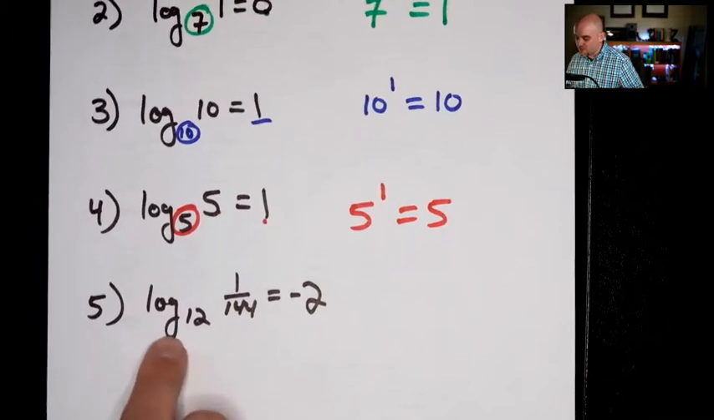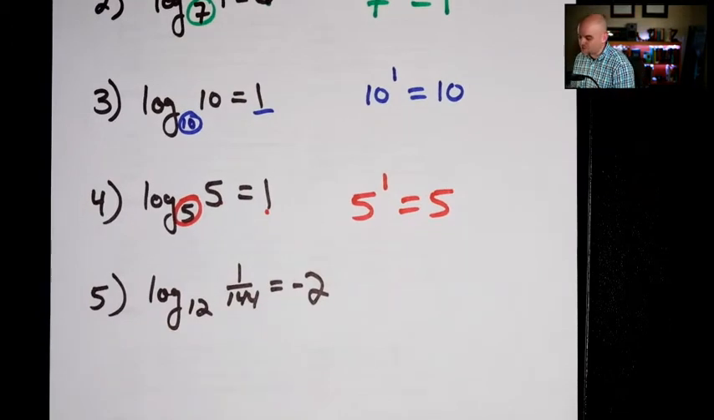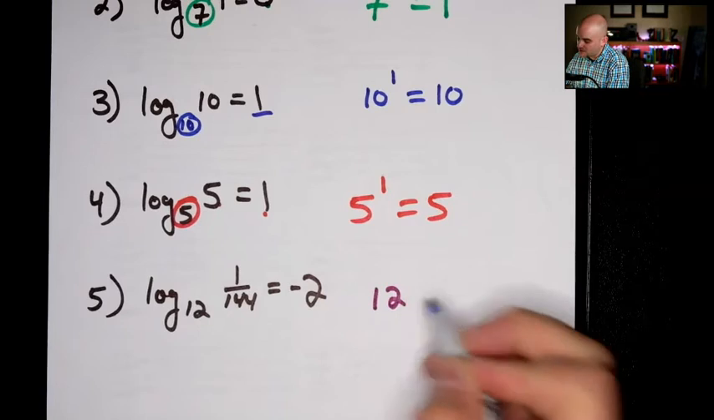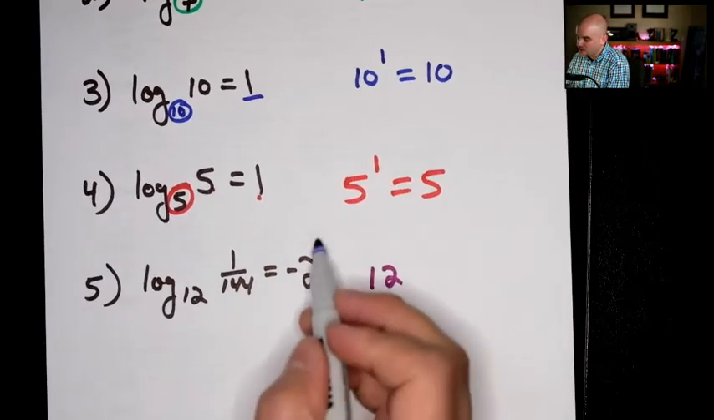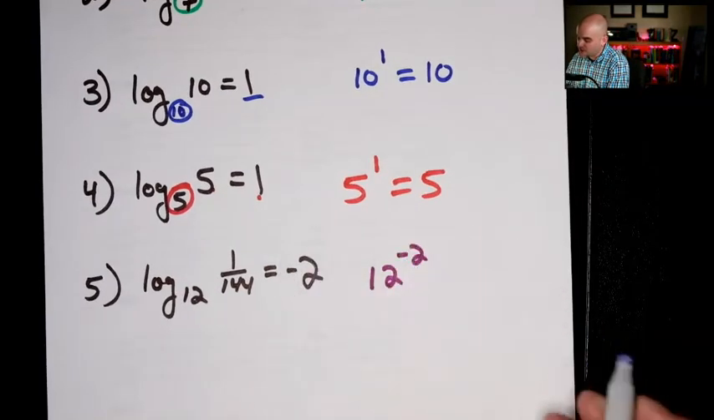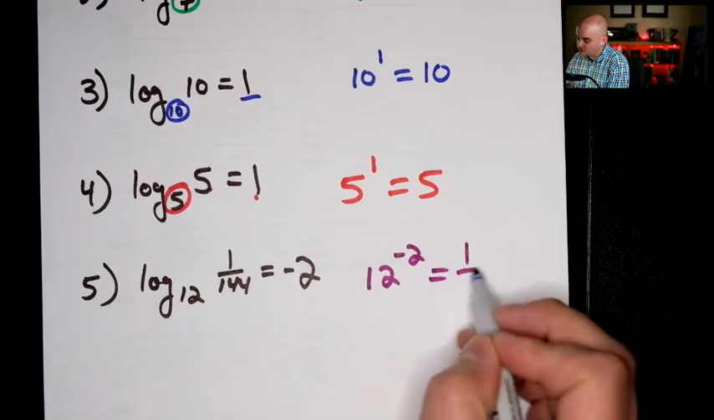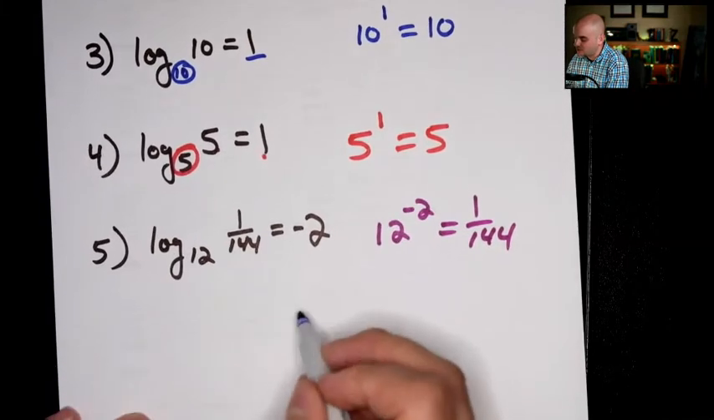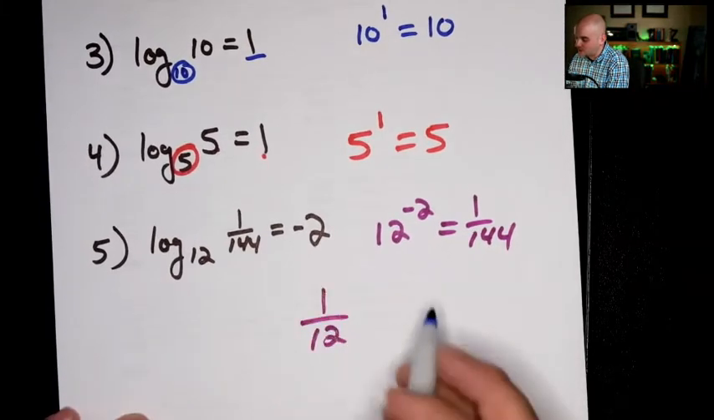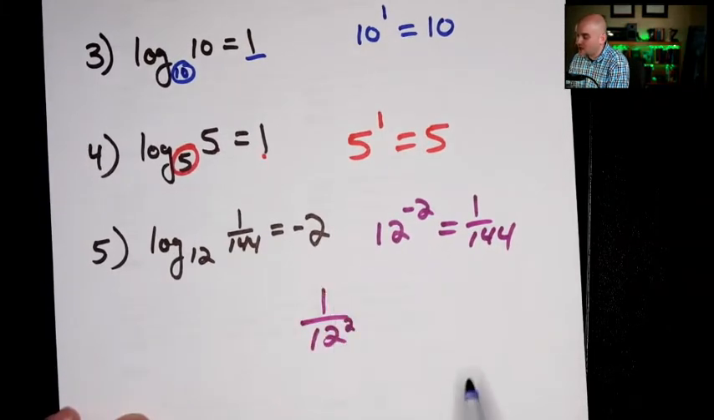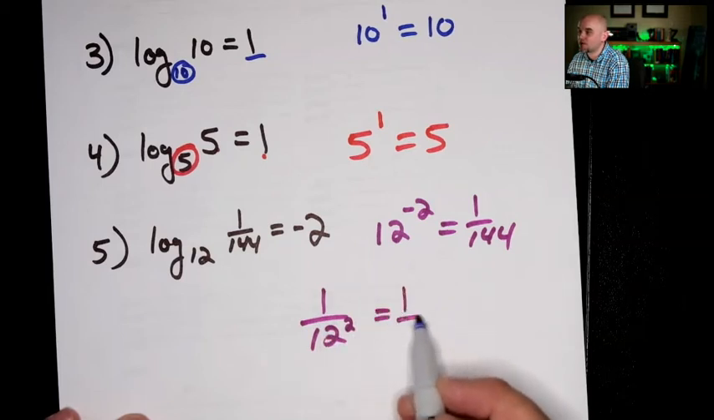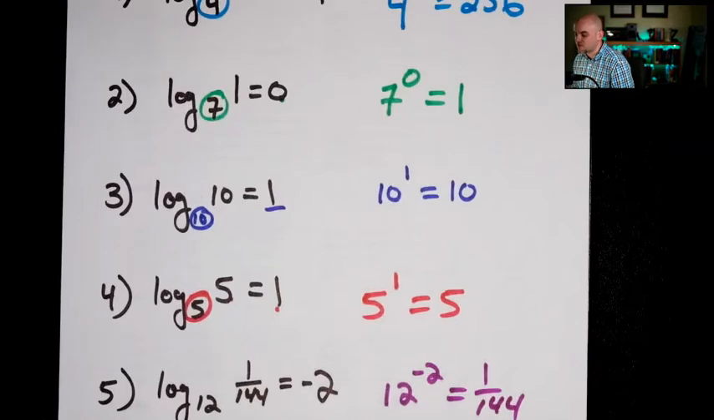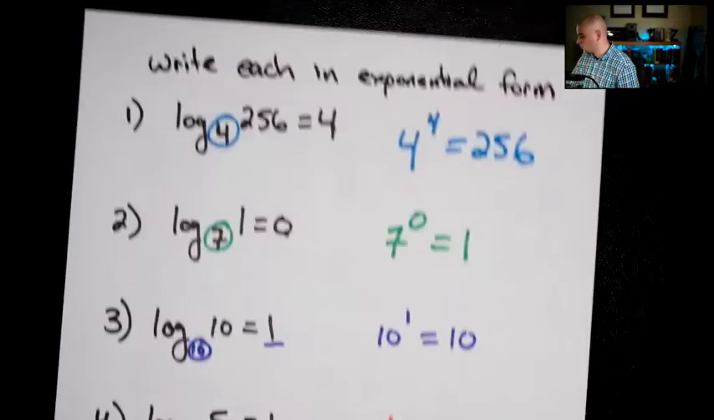And lastly, for this one right here, we've got a base of 12, so my exponential form must have a base of 12 also. It's raised to this negative exponent of negative 2, and that does equal 1 over 144. If you don't believe me, remember, raised to the negative 2 means to drop it down below, so you get 1 over 12 squared, and 1 over 12 squared does equal 1 over 144. So that's taking each one and writing it in exponential form.